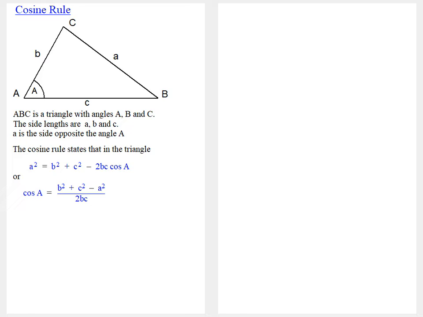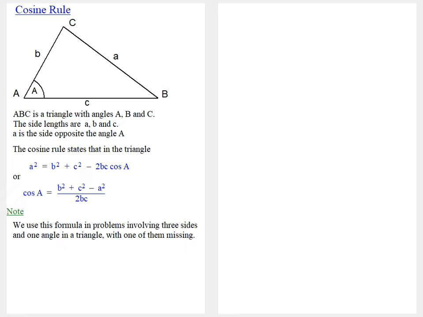Or we can rearrange that: cos A equals b squared plus c squared minus a squared all over 2bc. Note, we use this formula in problems involving 3 sides and 1 angle in a triangle, where one of those is missing.